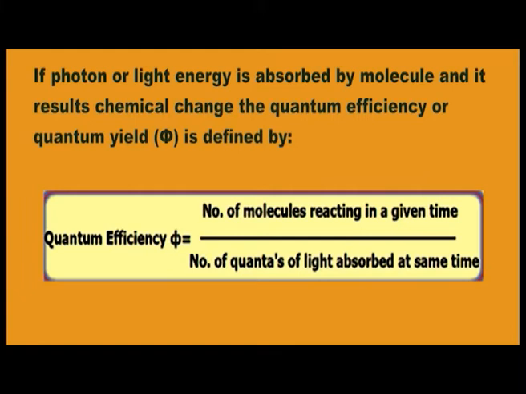If photon or light energy is absorbed by a molecule and it results in chemical change, the quantum efficiency or quantum yield is defined as the number of molecules reacting in a given time divided by the number of quanta of light absorbed at the same time. The efficiency you can assume like how many quanta or how many photons are producing the reaction, or you can say the fraction of the photons absorbed that is actually promoting a chemical reaction.